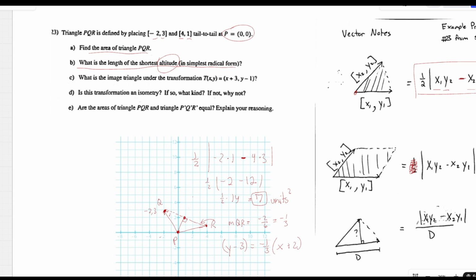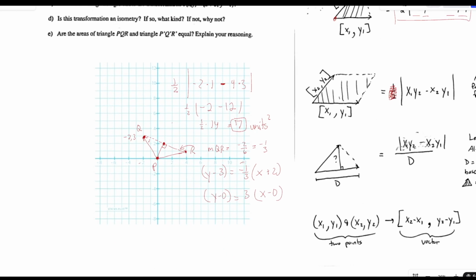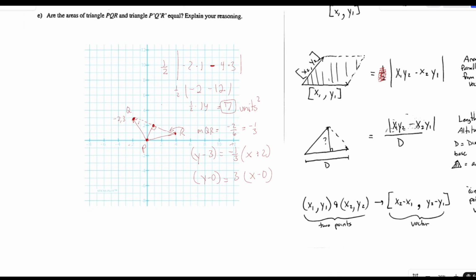Now I need the equation for my altitude. I know it's definitely going to have a perpendicular slope. So it's going to be positive 3. I'm going to use point slope again. I don't know this point. In fact, that's what I'm looking for. But I do know the vertex is at 0, 0. All right, let me simplify, and then I'm going to do substitution or elimination to find that intersection.